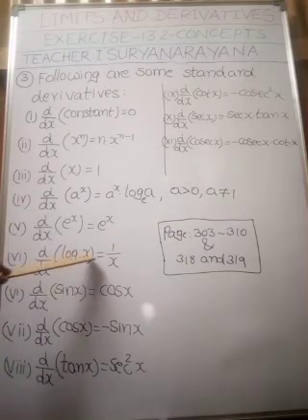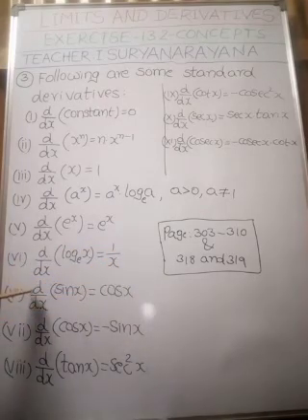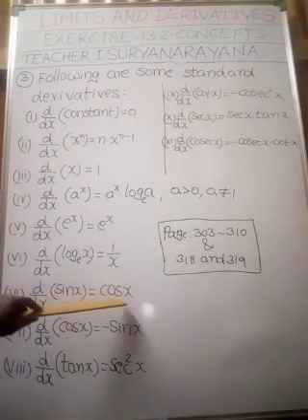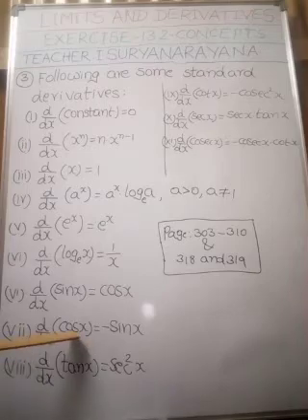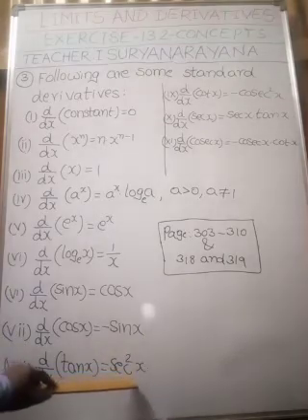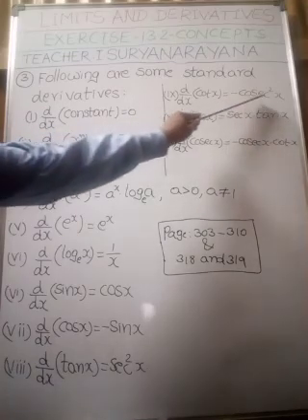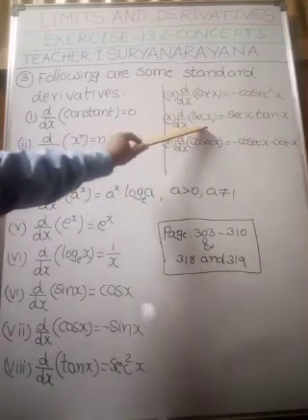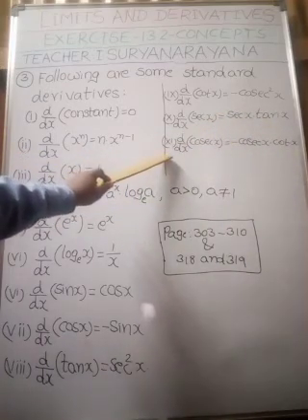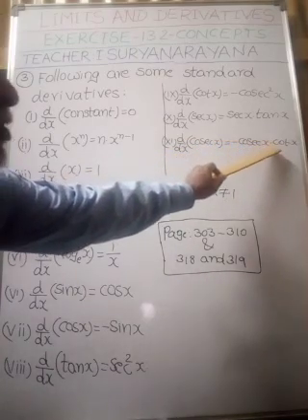d by dx of log x base e is equal to 1 by x. Okay, my children. Next, we are writing the derivatives of trigonometric functions. d by dx of sin x is equal to cos x. d by dx of cos x is equal to minus sin x. d by dx of tan x is equal to secant square x. d by dx of cot x is equal to minus cosecant square x. d by dx of secant x is equal to secant x into tan x. And finally, the 11th one, d by dx of cosecant x is equal to minus cosecant x into cot x.